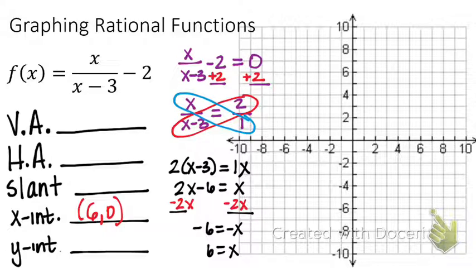So let's plot that x-intercept. We're going to put a point at 6 on the x-axis. So the next thing we're going to find is, if we look at your dark pink paper, the A stands for vertical asymptote. So your vertical asymptote, what does it tell you to look at for your vertical asymptote?